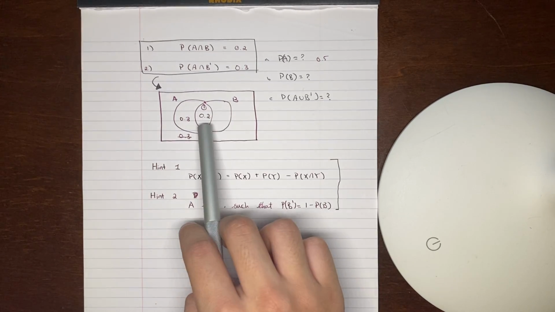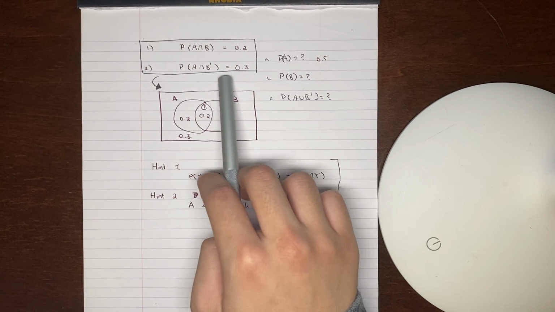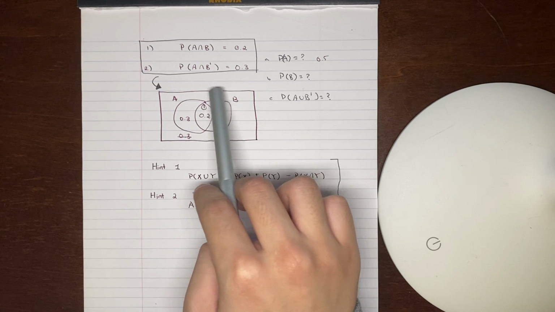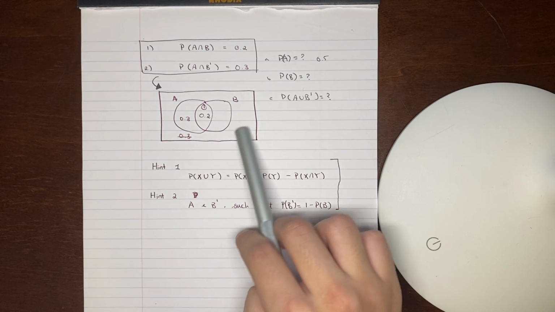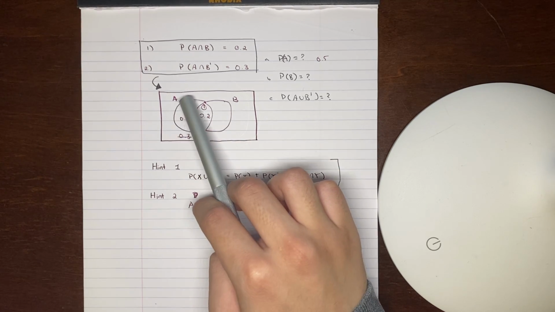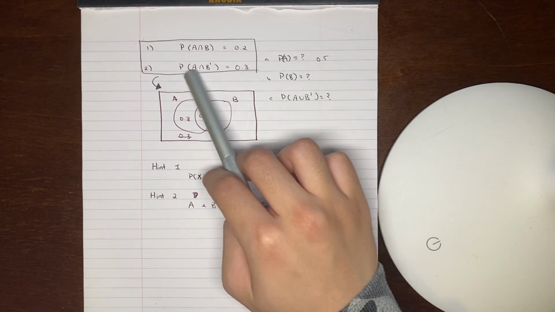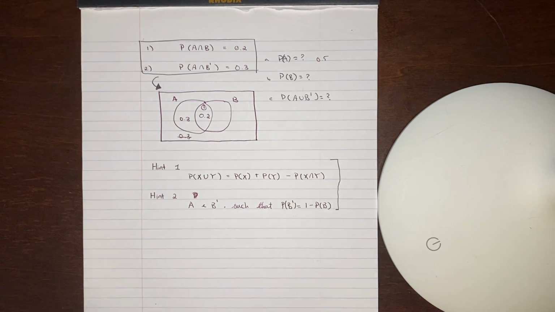That's very easy. It's just in the middle, right? P(A and B dash). So A is all of this, and B dash is everything outside of B. So A and B dash means it's only in this part, 0.3. That's all they give us.